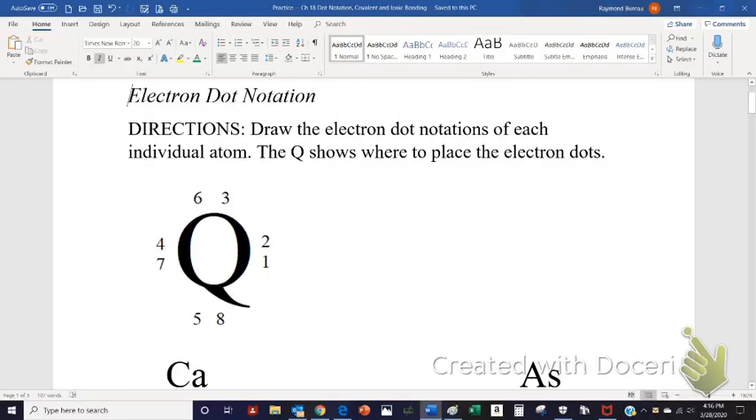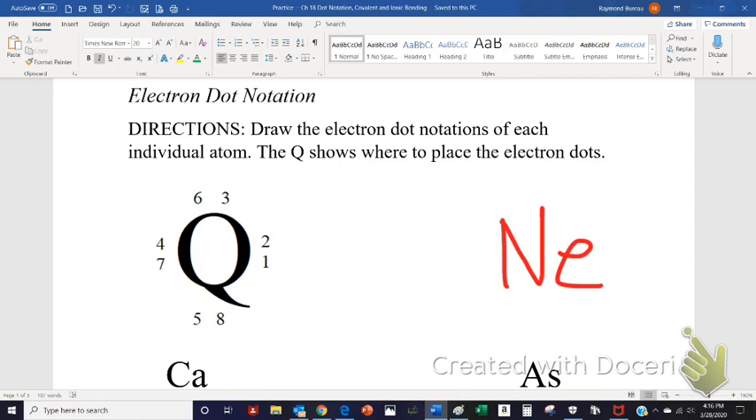Well, as we get started with Chapter 18's exercises, we can look at what we call Electron Dot Notation and then use that to help us figure out how to do covalent bonding and ionic bonding using Electron Dot Notation. First, I want you to pay attention to this Q right here with the 8 numbers around it. That's important for a reason, because let's start with the element helium, or neon rather, not helium, because neon has 8 valence electrons. Just follow the pattern that you see over to the left on the Q.